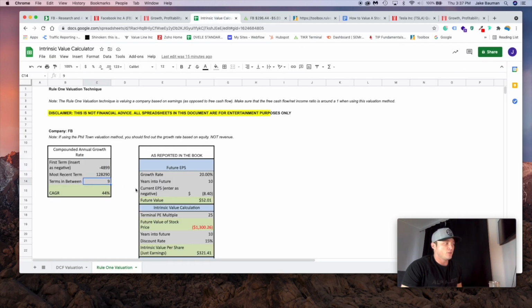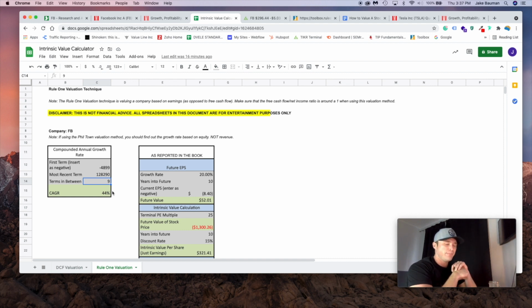Now you need to do terms in between. So if you're doing 10 years, you're going to do 9 right here. And you're going to get your compounded annual growth rate. That is really high. So you have a question that you're going to have to answer: do I want to use that growth rate?